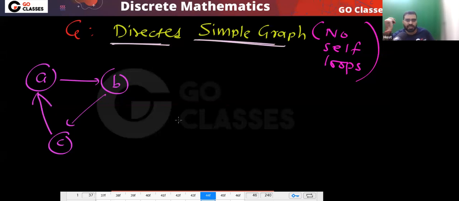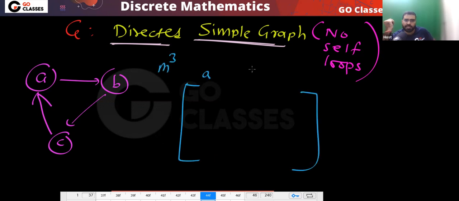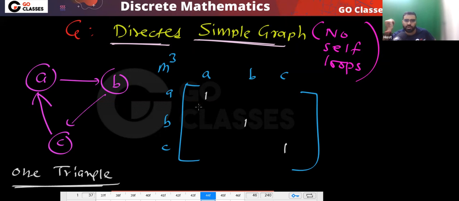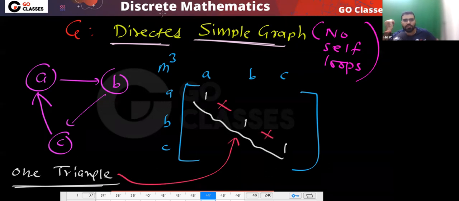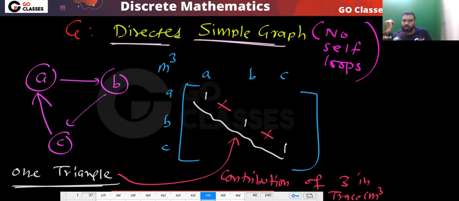Because of this triangle, if you look at the trace in M power 3, this is ABC, this is ABC, you can notice that. So you will get one here, one here, one here. Only one triangle, and because of that one triangle you are making a contribution of 3, right? Yes or no? So one triangle is a contribution of 3 in the trace of M power 3.